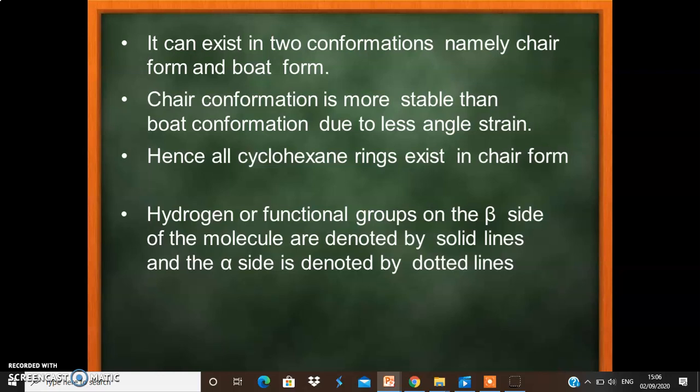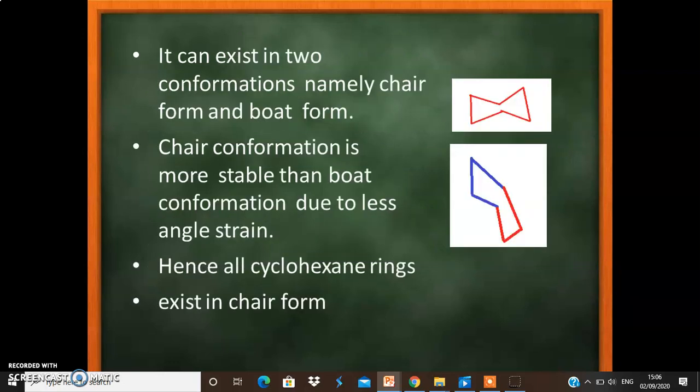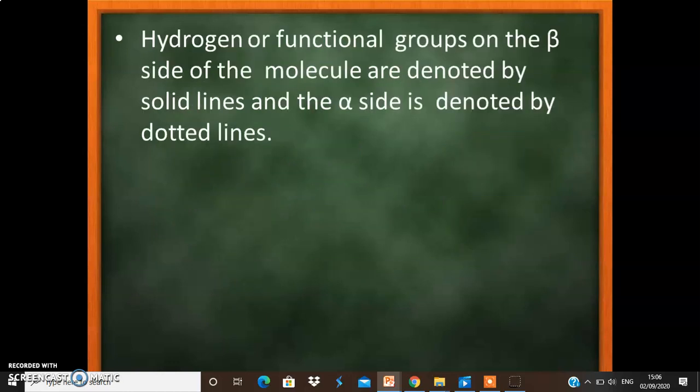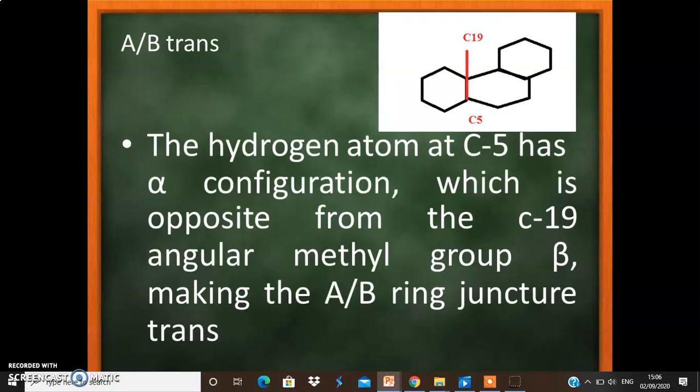Hydrogen or functional groups on the beta side of the molecule are denoted by solid lines, and those on the alpha side by dotted lines. In the AB trans ring fusion of rings A and B, the hydrogen atom at carbon 5 has an alpha configuration, while the carbon 19 methyl has a beta configuration, and therefore they form a trans ring junction between A and B.